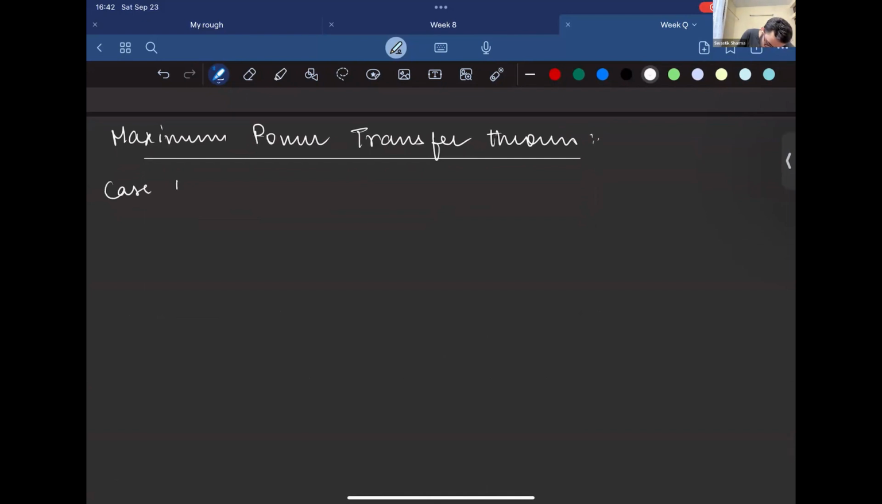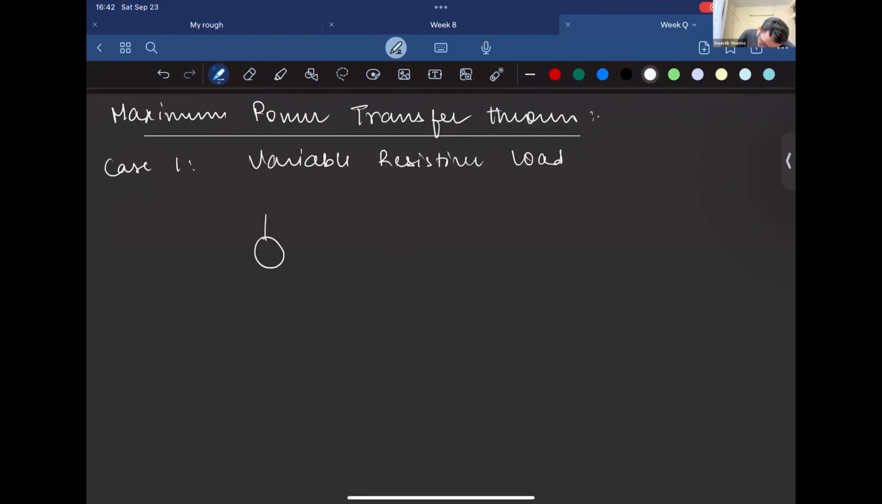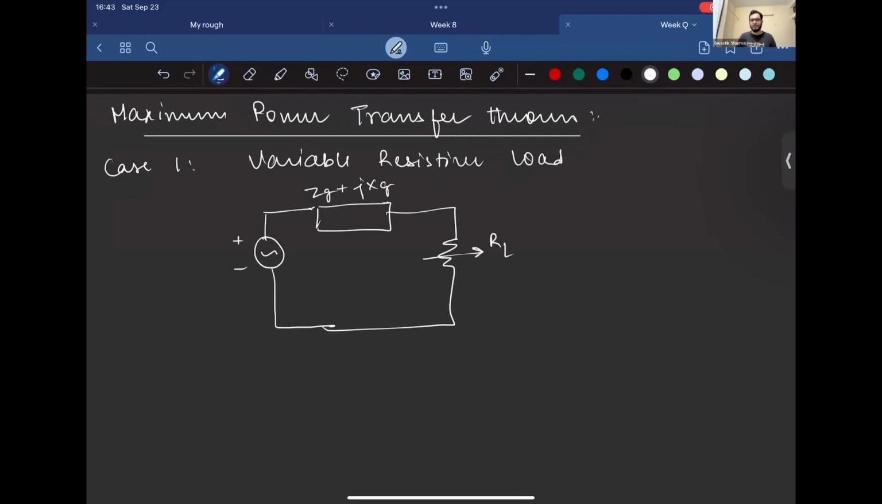So let's do case one, variable resistive load. We have the source impedance Z G, which is R G plus J X G, in series with the variable resistor. So how are we going to do this? Can you tell me the equation of P with respect to the load resistor, Vanessa?